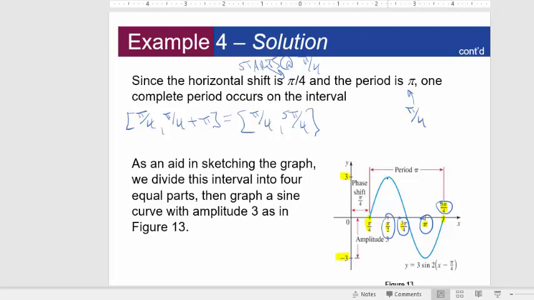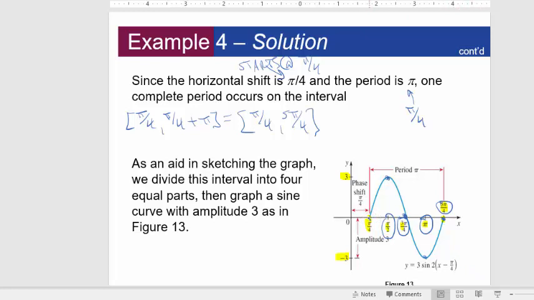So at pi over 2, it hits a maximum of 3. Then at 3 pi over 4, it's back down to 0. At pi, it hits the minimum of negative 3. And then at 5 pi over 4, the cycle is complete. So there's your one complete cycle.